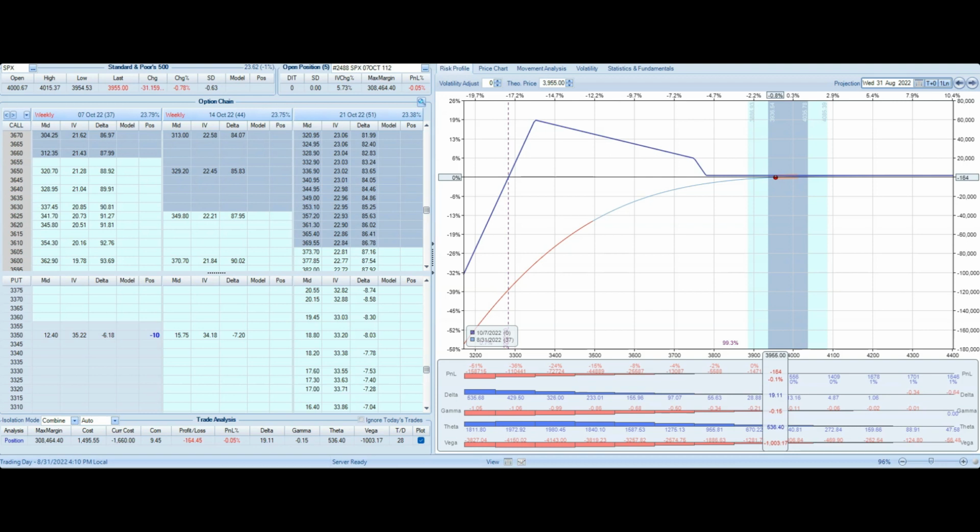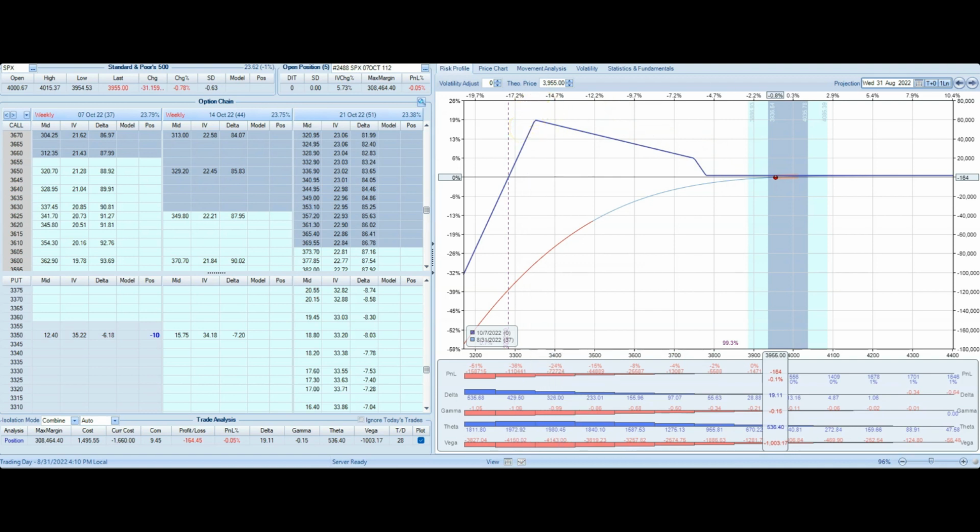S&P was trading right around 39.55. I initiated a bear trap, which consists of two parts. There is a put debit spread and there is an out of the money naked put.